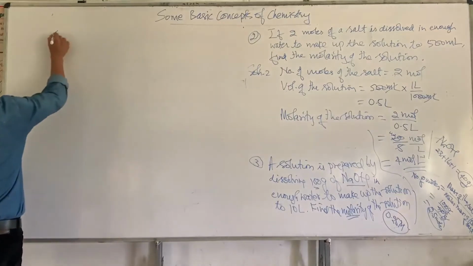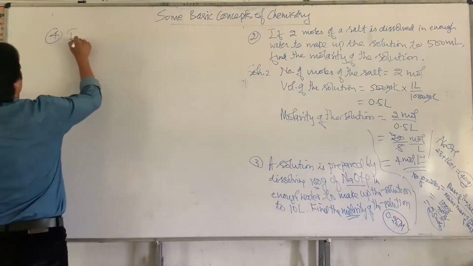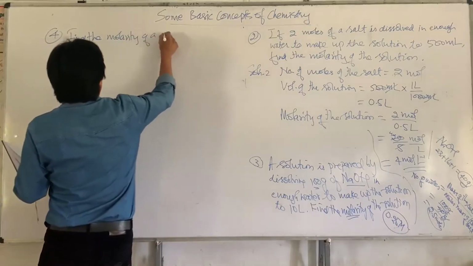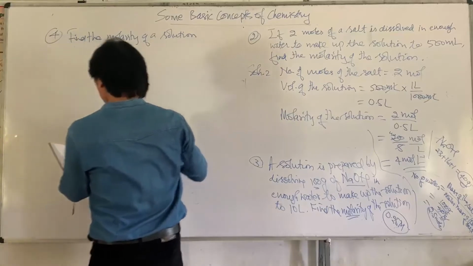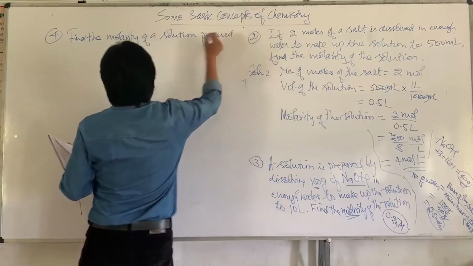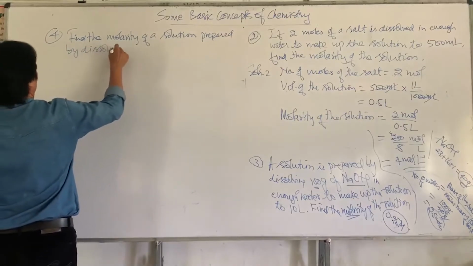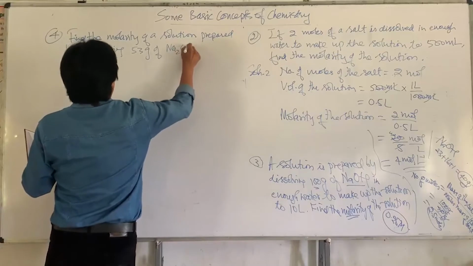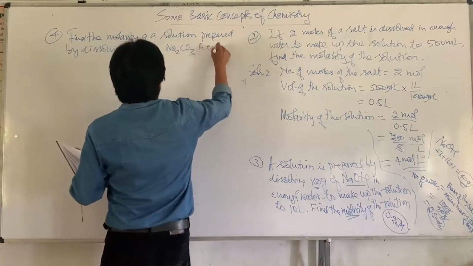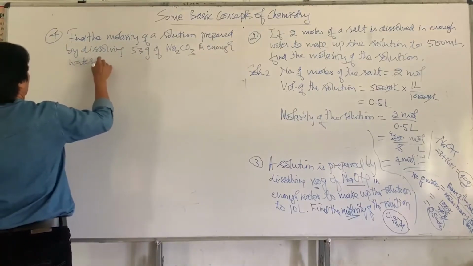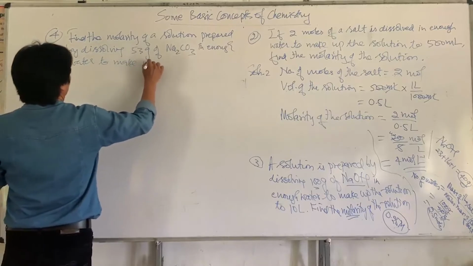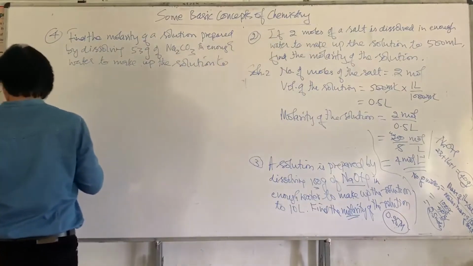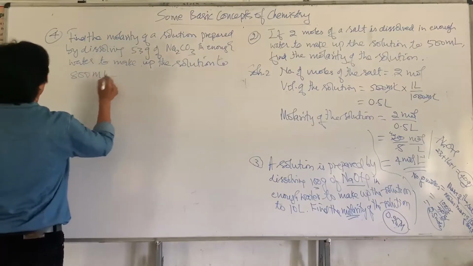So the fourth one for you is: find the molarity of the solution prepared by dissolving 53 grams of sodium carbonate in enough water to make up the solution to 800 ml. Very interesting. So let's see.